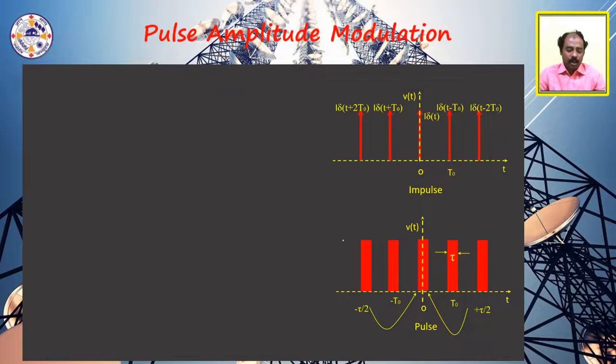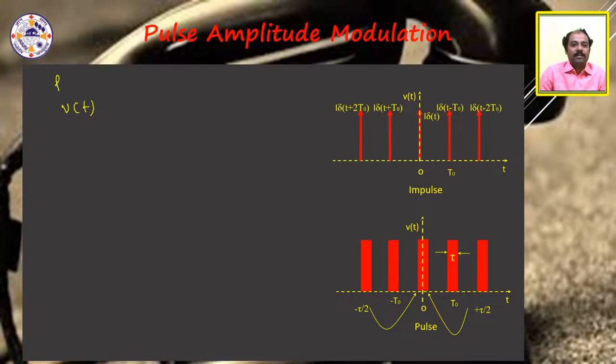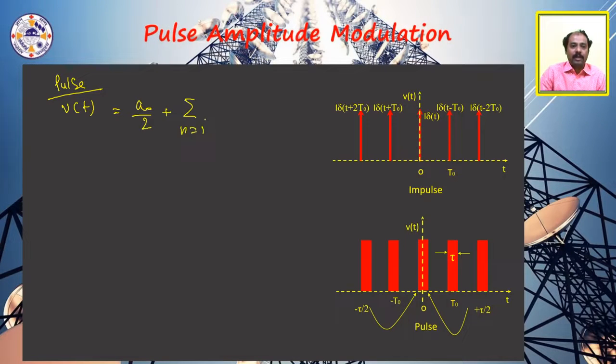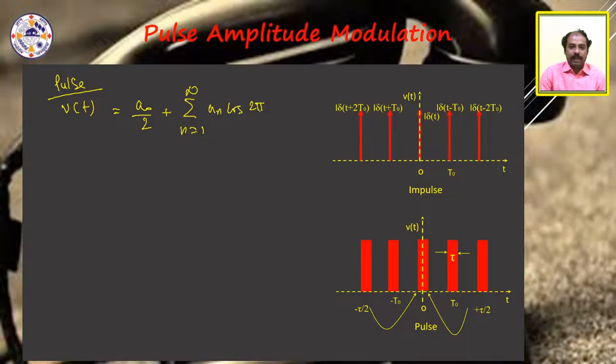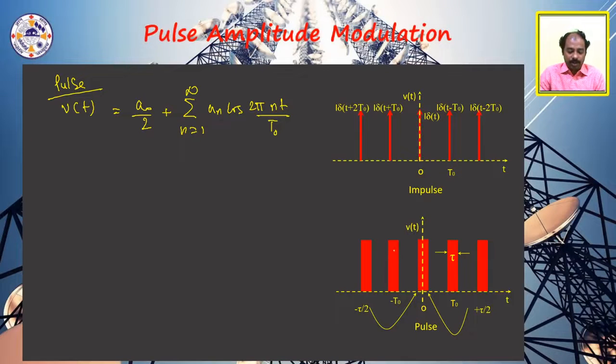Okay. So I now want to define the pulse in terms of a Fourier expansion. The pulse can be written as v of t equals a0 by 2 plus summation over n equals 1 to infinity an cos 2 pi n t by t0. Now we are considering only the cosine term because from the figure you can see that it is an even function.